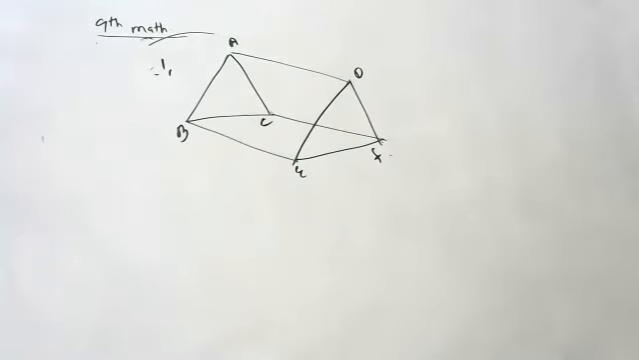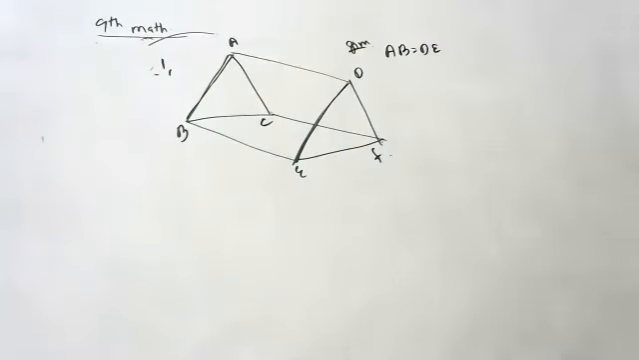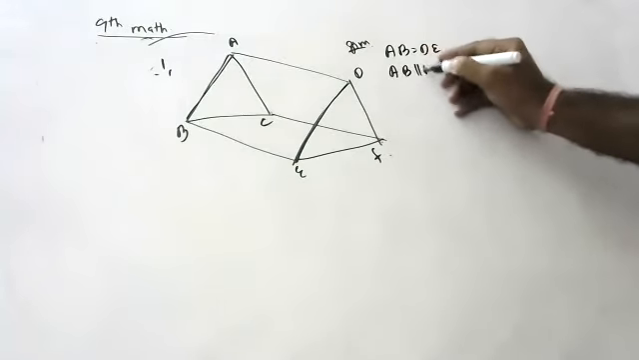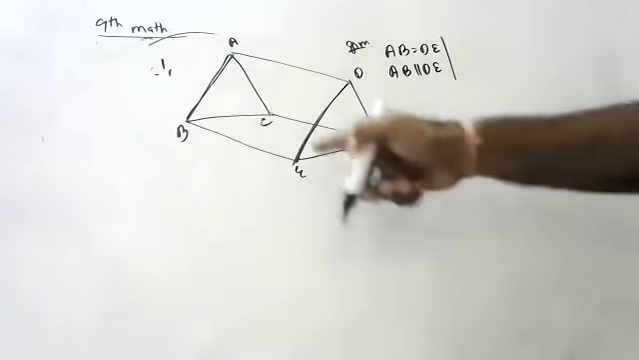AB is equal to DE. AB is equal to DE, children. See here. This AB is equal to this DE. He only told. And AB is parallel to DE also he told. In the same way, BC is equal to EF.